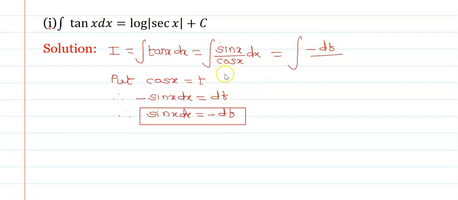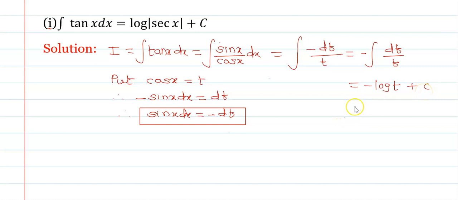Therefore our integral will be transformed to minus dt, and what is here? Cos of x is t, and therefore minus integral dt upon t. We know the standard result. The derivative of log of x is 1 upon x, and hence the integral of 1 upon x is log x. With the help of that, the integral of dt upon t is minus log t, and here plus c.